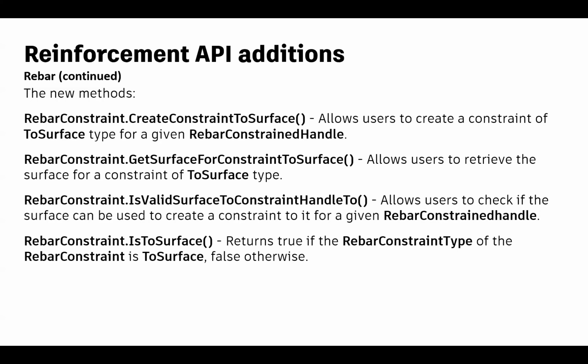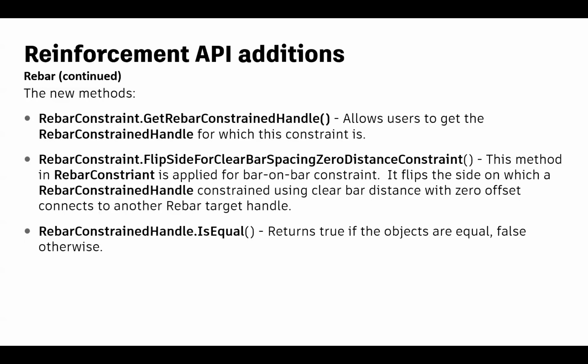There are also new methods: CreateConstraintToSurface, GetSurfaceForConstraintToSurface, IsValidSurfaceToConstraintHandleTo. And for the RebarConstraint, we can ask IsToSurface, which returns true if the rebar constraint type of the rebar constraint is ToSurface, false otherwise. More methods added: GetRebarConstraintHandle, FlipSide for clear bar spacing, ZeroDistanceConstraint, and IsEqual.